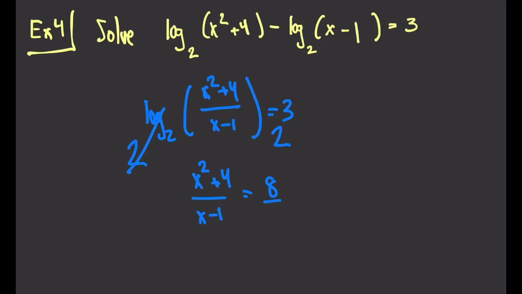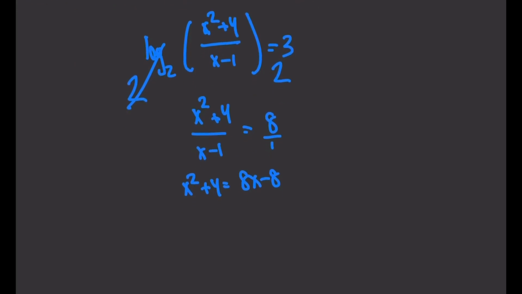So now you can cross multiply, and that's going to give me x squared plus 4 equals, don't forget to distribute, 8x minus 8. Scroll a little bit more. I'm going to subtract these two terms over. So I'm going to subtract 8x from both sides. I'm going to add 8 to both sides, and that gives me a trinomial that I can factor, hopefully.